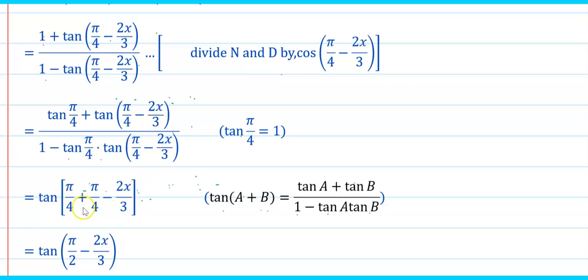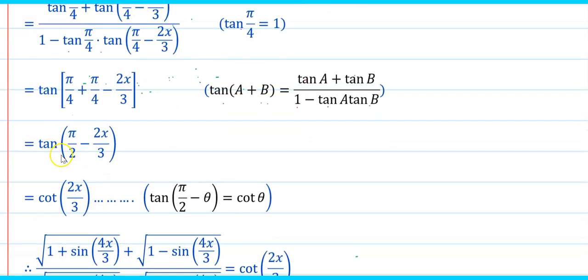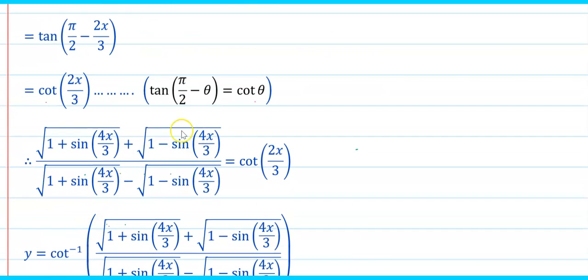Therefore, tan of pi by 4 plus pi by 4 minus 2x upon 3. Now this pi by 4 plus pi by 4, 45 plus 45, you will get 90. Means what? Tan of pi by 2 minus 2x upon 3. And hence, we will convert tan of pi by 2 minus theta, म्हणजे काय? तर cot theta. And hence, you will get here cot of 2x upon 3. म्हणजे काय? ही जी सगळी व्हॅल्यू होती, त्याचा आन्सर काय मिळाला आपल्याला? Cot of 2x upon 3.